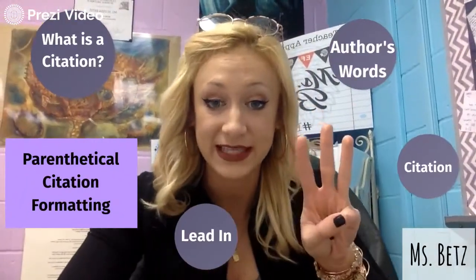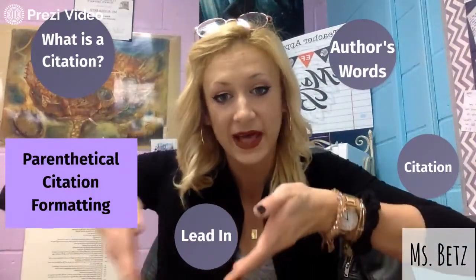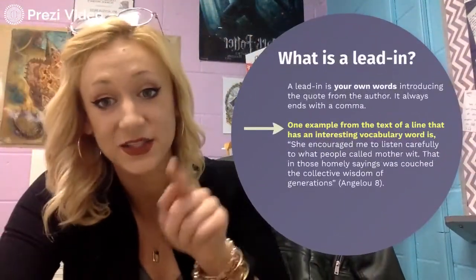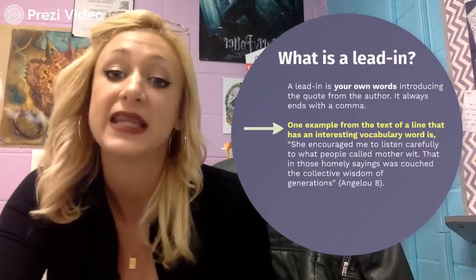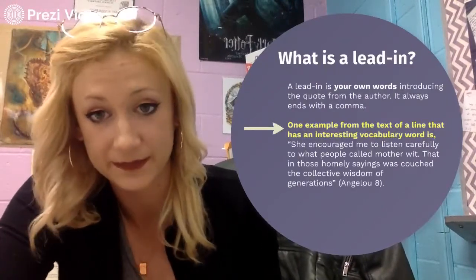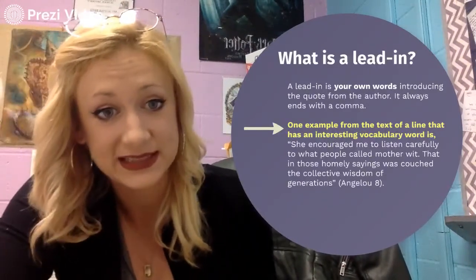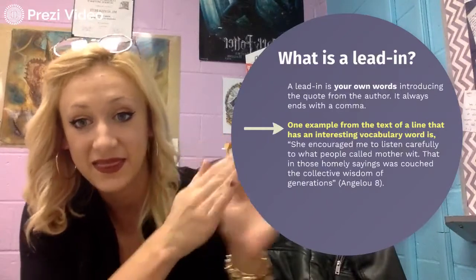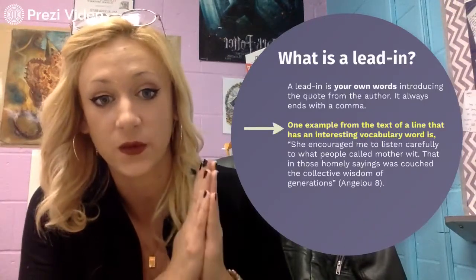There are three pieces to a citation. The first piece, when we're pulling someone else's words and putting them in our own work, is called the lead-in. A lead-in is your own words introducing the author's words, introducing the quote. And the lead-in always ends with a comma. Let's take a look at an example of a lead-in. One example from the text of a line that has an interesting vocabulary word is, comma. That shows my own words introducing the author's. They always end with a comma.